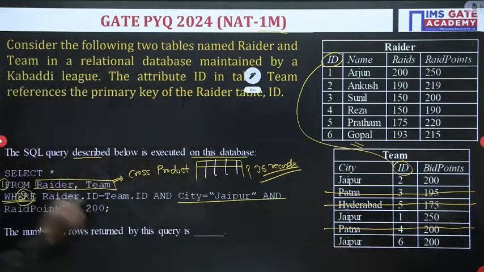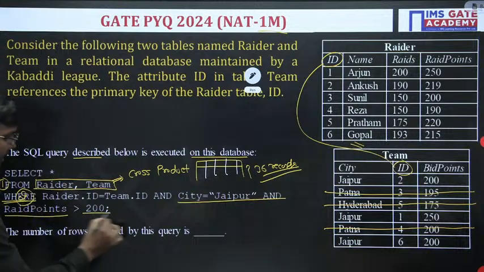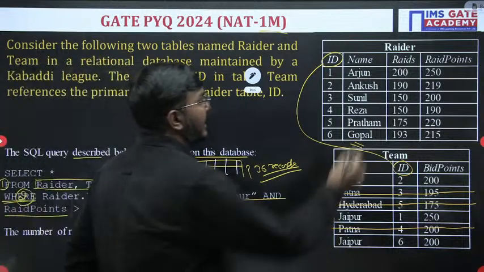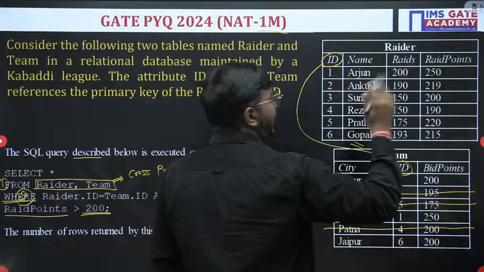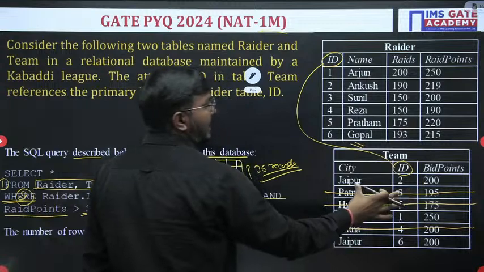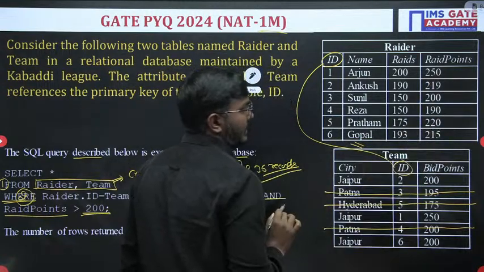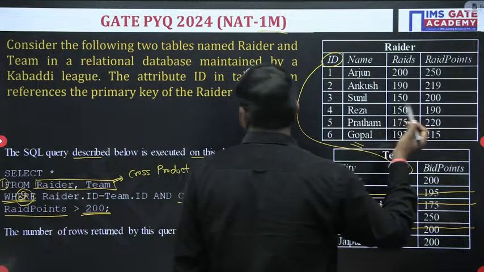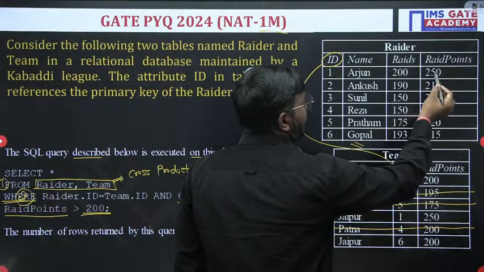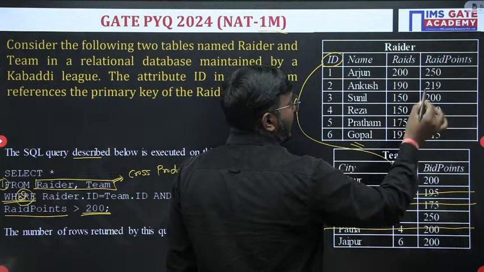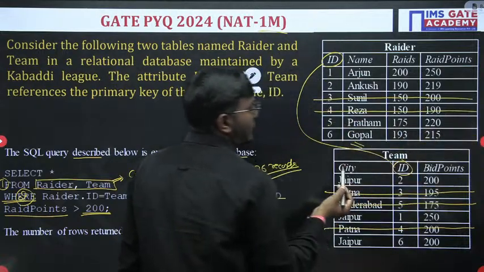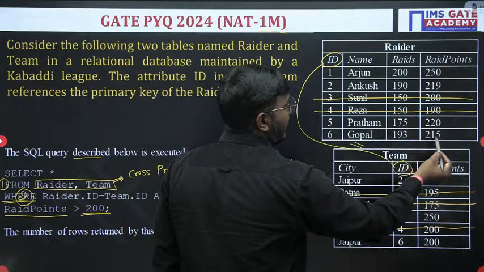Fine. Then it says rate points must be greater than 200. This rate points column is present in the radar table. It means combine the records with the team table only if the rate points is greater than 200. So how many records have less than or equal to 200? Greater than 200: I can check, rate points 250, okay; 219, okay; 200, remove this one, no problem; 190, remove this one. So we are left with 4 records: 1, 2, 3 and 4.